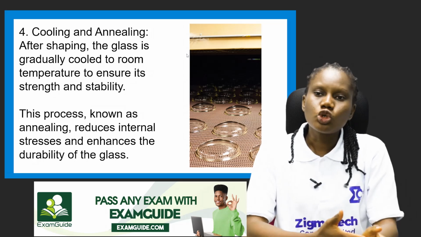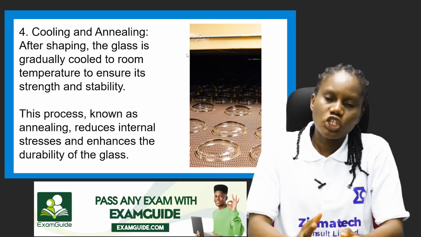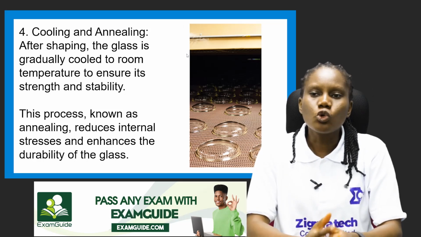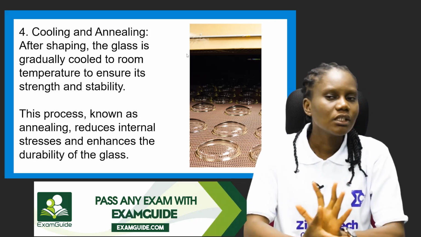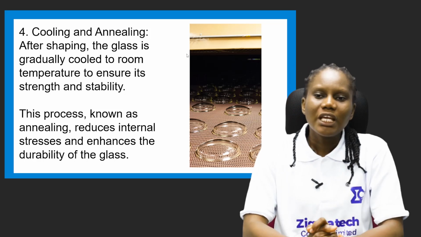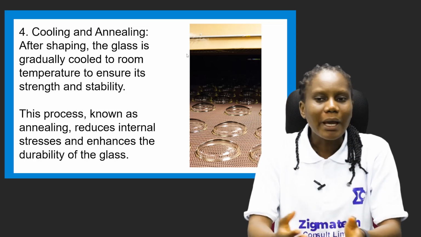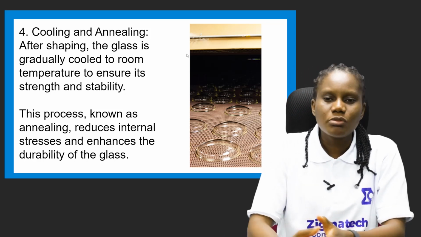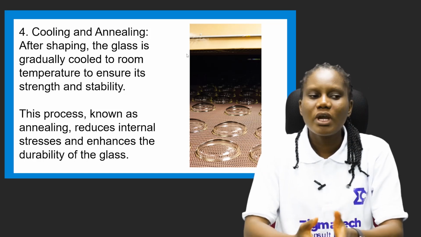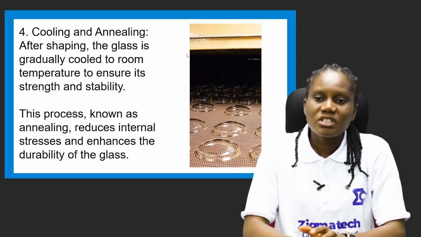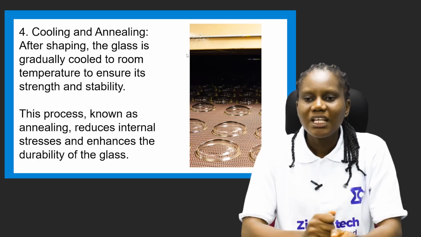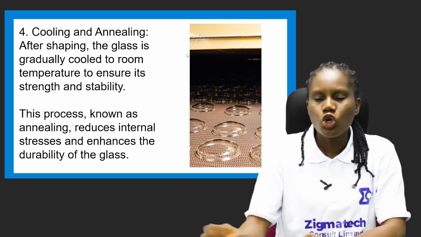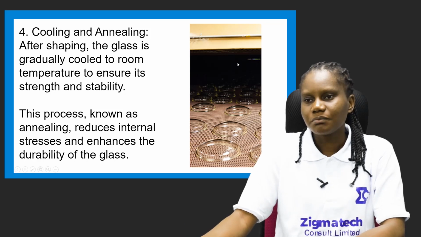And number 4 is cooling and annealing. After shaping, the glass is gradually cooled to room temperature to ensure its strength and stability. It must be cool first before you package it and take it out, maybe to sell or for whatever usage you want. This process, known as annealing, reduces internal stresses and enhances the durability of the glass.